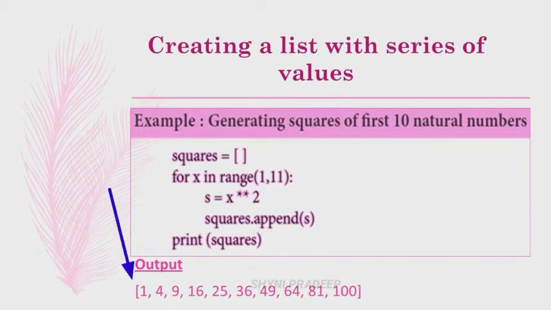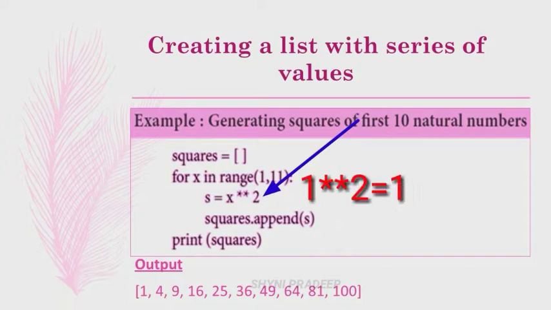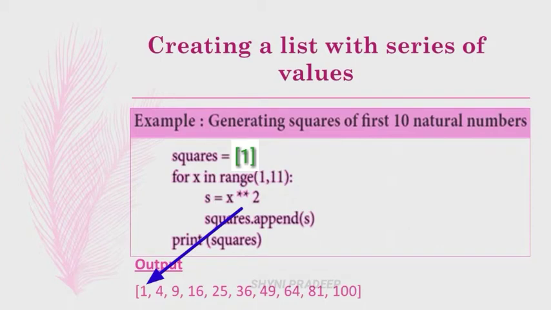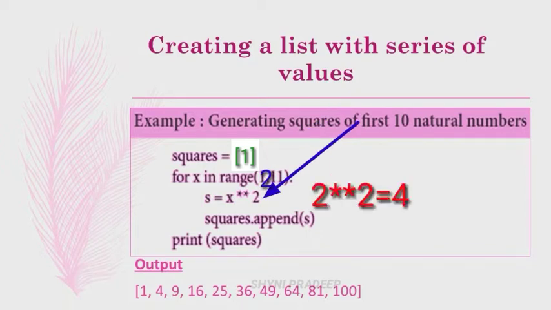See here. First our initial value is 1. So x is equal to 1. s is equal to x square. So 1 square is equal to 1. So 1 will be printed on the output screen. And next, update the value. So 1 becomes 2. So now x is what? 2. 2 power 2, that is 4. 4 will be printed on the output screen.